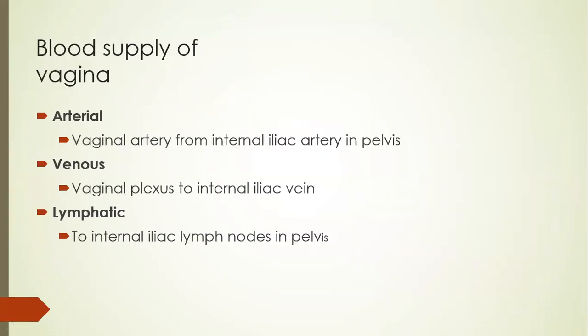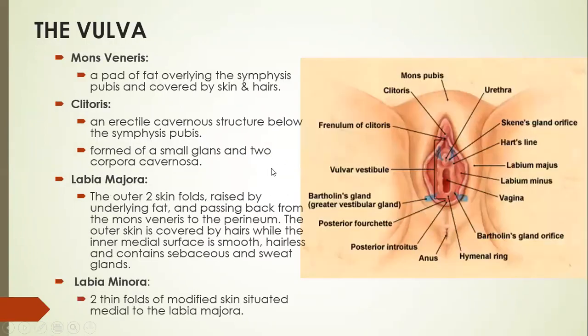Coming to the blood supply of the vagina, it is by the vaginal artery, which is a branch of the internal iliac artery. The venous drainage is through the vaginal plexus to the internal iliac vein, and lymphatic drainage is again to the internal iliac group of lymph nodes. Because it is a pelvic organ, everything is supplied by the internal iliac artery, vein, and lymph nodes.